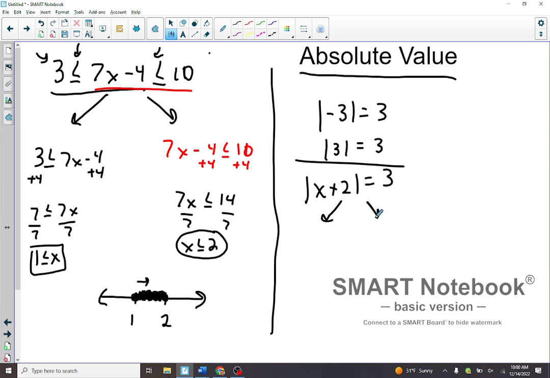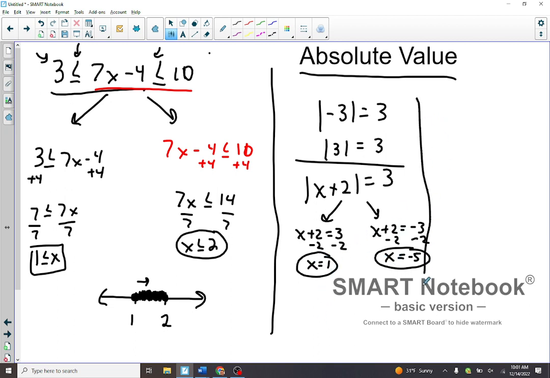So what I'm going to do is rewrite this as two separate equations. x plus 2 equals +3, and x plus 2 equals -3. I'm going to subtract 2 on both sides. x equals 1, that's one of my answers. x equals -5, that's my other answer. When you see the absolute value bars, those straight up bars, it's going to split into two equations. Those are the two answers, 1 and -5. When you see the bar, it means to split it.